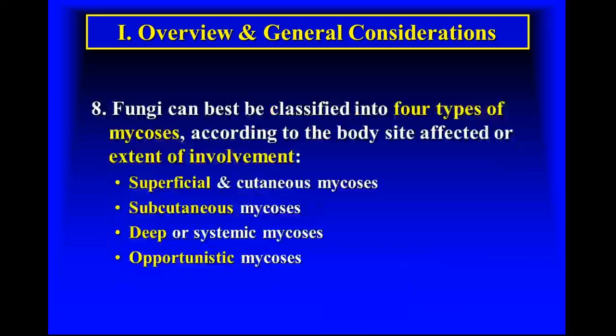Moving on. According to the body site affected or the extent of involvement, to make it easier for you to memorize, we're going to break all mycology into 4 types. And those are 1, the superficial mycoses, 2, the subcutaneous mycoses, 3, the deeper systemics, and 4, the most important one ultimately, to people like me at Moffitt who are so immunocompromised, namely the opportunistic mycoses.